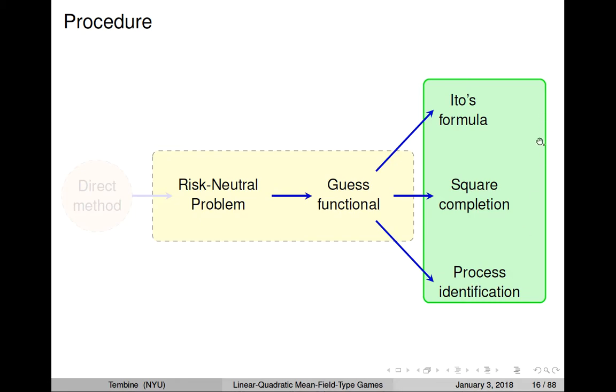Okay, the procedure is really extremely simple, and that's why we believe that it could be used by engineers and researchers who are new to the field, so that they can understand at least why these complicated equations can be solved in many cases of interest.